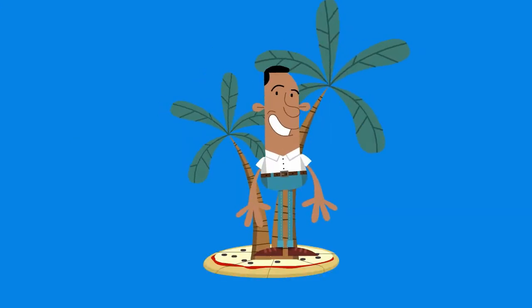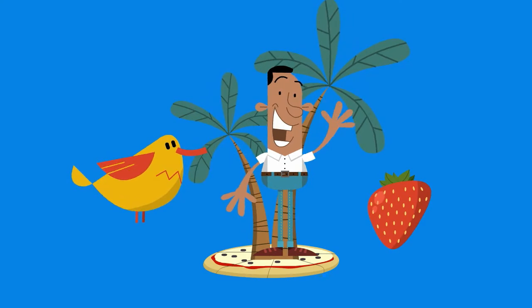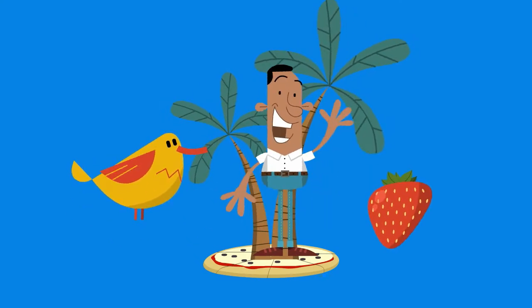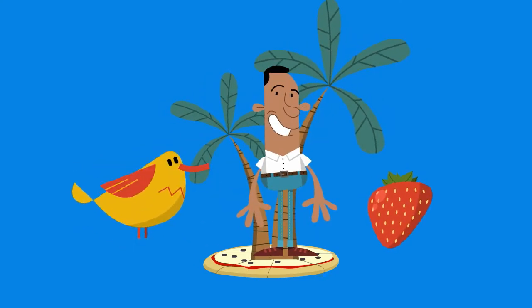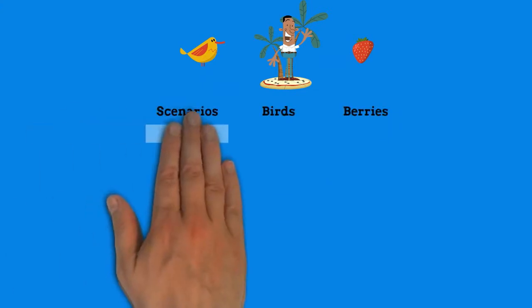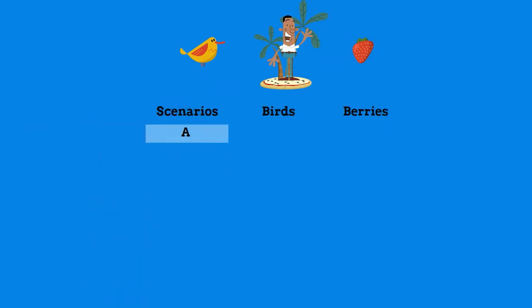Suppose you live on an island that has only birds and berries. To survive, you can choose between hunting birds, picking berries, or both. Let's list out the possible scenarios for your survival strategy. Scenario A. You spend all time hunting birds and not picking any berries. You are able to catch 5 birds using all available resources.